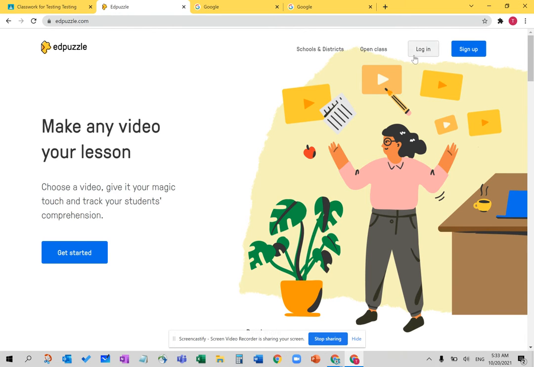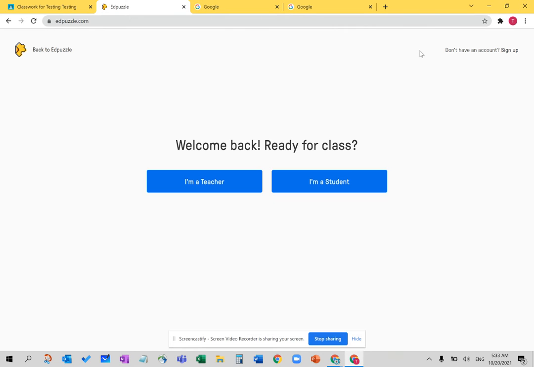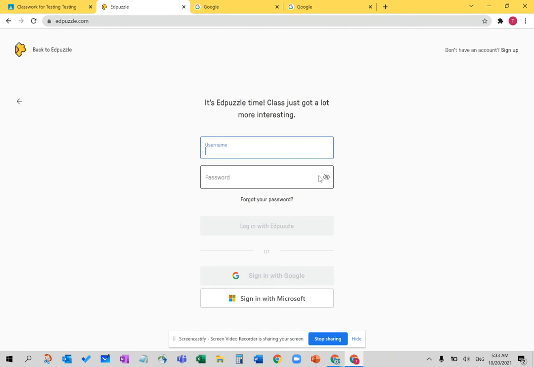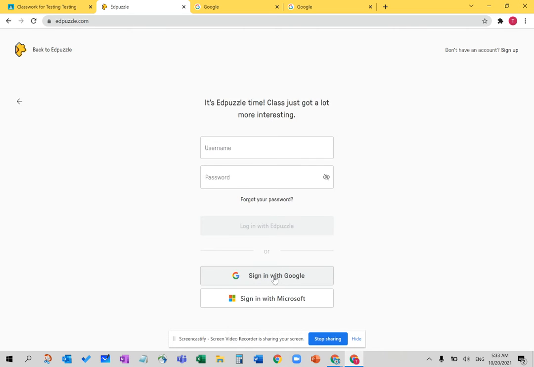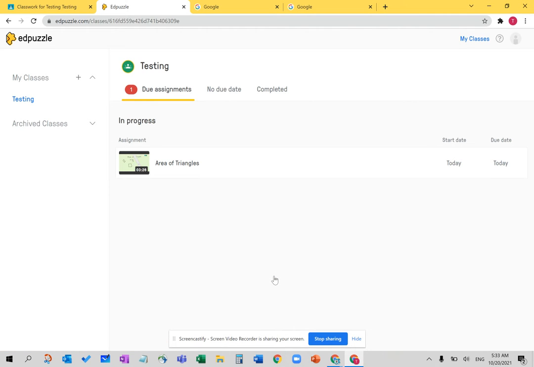Down the top right hand side of the page, you're going to see a button that says Login. You press that. Obviously, you're a student. And then here, please make sure you go to where it says Sign in with Google. Just click Sign in with Google, and boom, it will automatically take you into your Edpuzzle account.